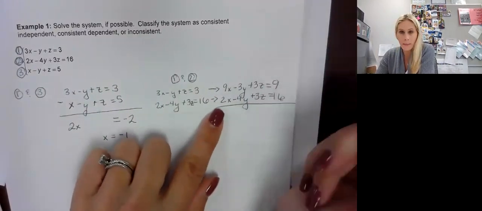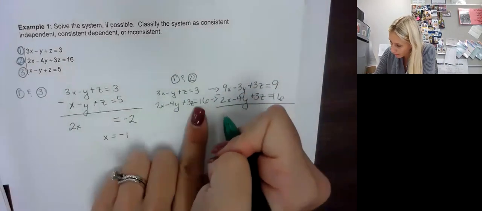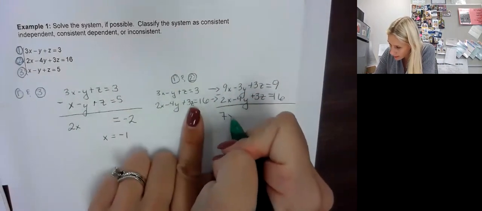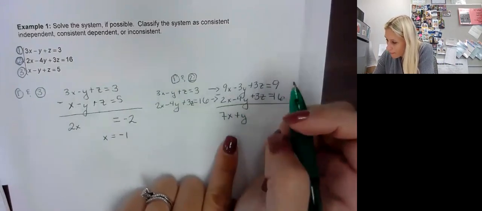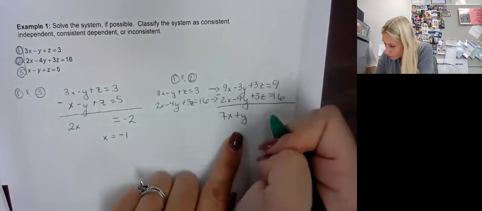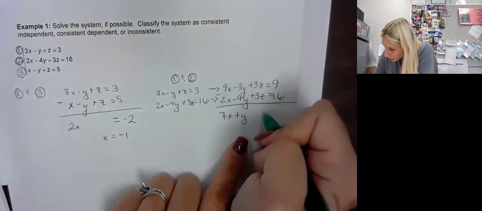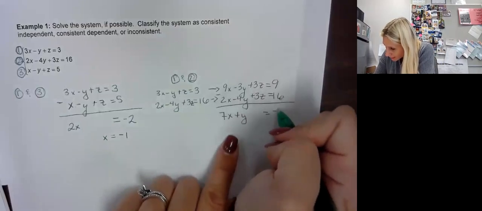Okay, these are the same. So again, I'm going to subtract straight down. I get 7x plus y, right? Because -3 minus -4 is a +1. Those cancel. That was the whole point. Equals -7.